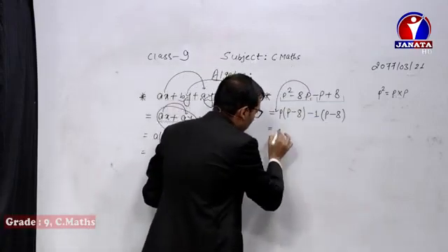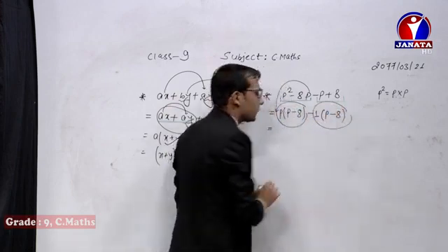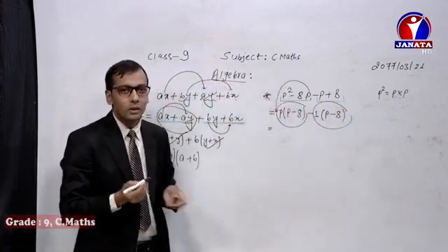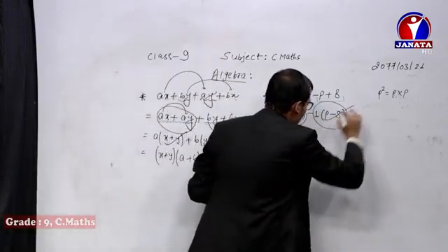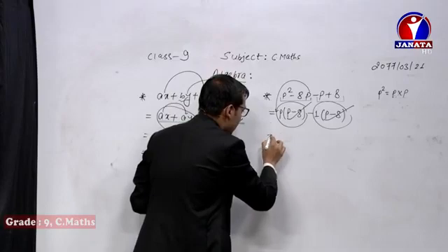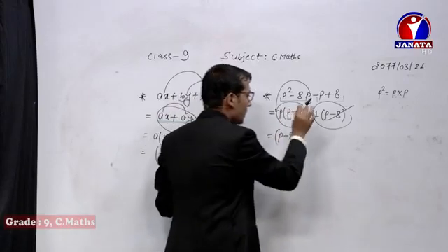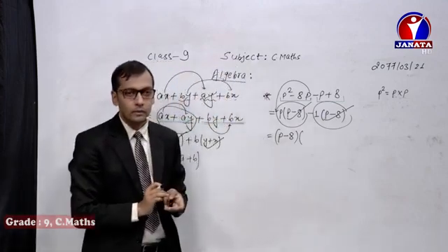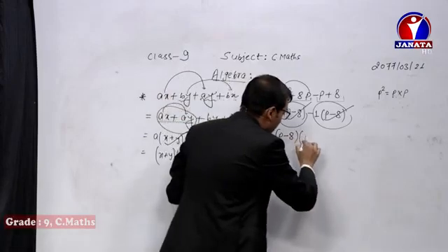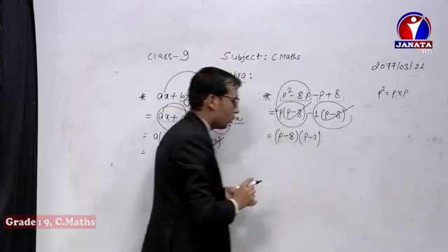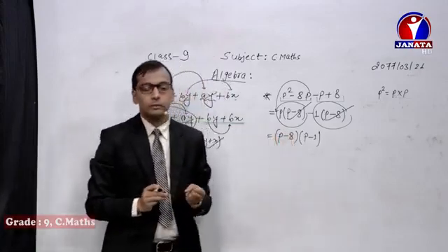Okay, so if we consider this is the first term and this is the second term here, what is the common factor? P minus 8 is a common factor, so we can take p minus 8 common, and after taking the common factor we will write the remaining terms, which are p minus 1.